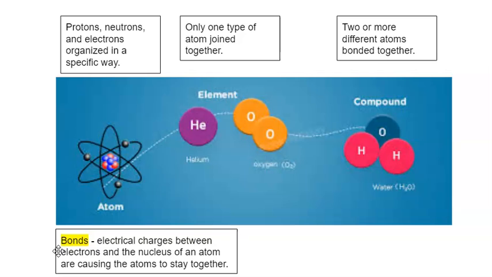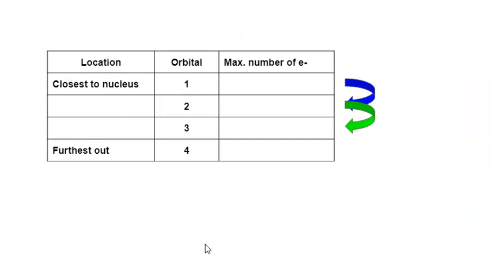But when 2 or more different atoms, so in our picture we have oxygen and hydrogen, when their electrons and the nucleus of those atoms form an electrical relationship, a bond, that makes them a compound because they're different atoms bonded together. To figure out how this works, we need to know some of the basics. And one of the basics we need to understand is this arrangement of electrons.